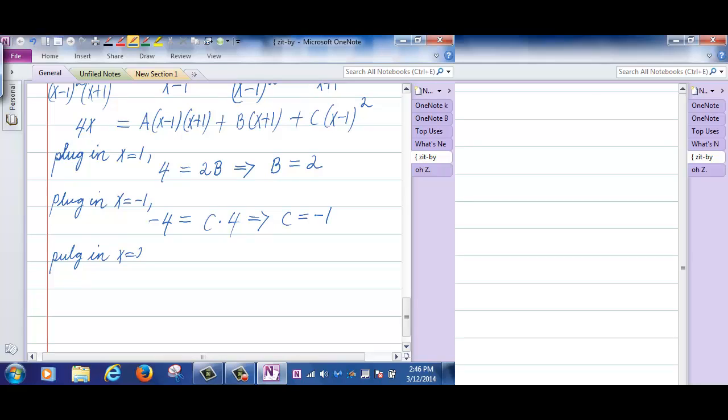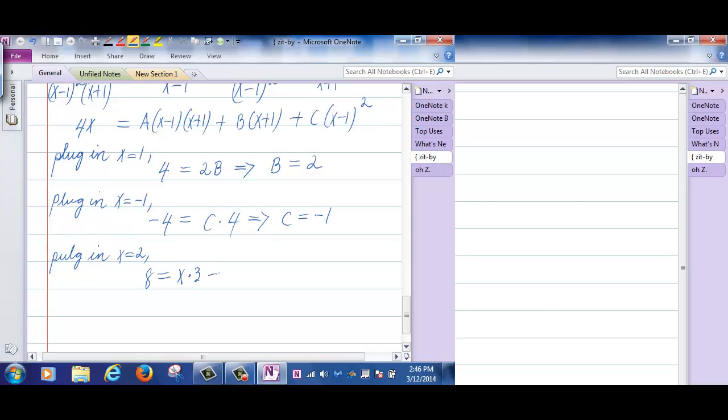x equals 2. On the left hand side I get 8, right? On the right hand side, what is the coefficient of a? If I plug in 2 right here, I'm going to get 3.